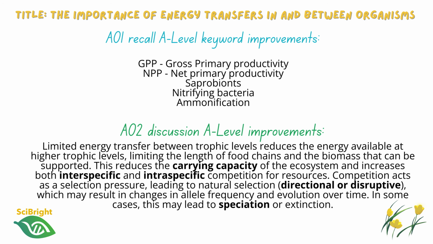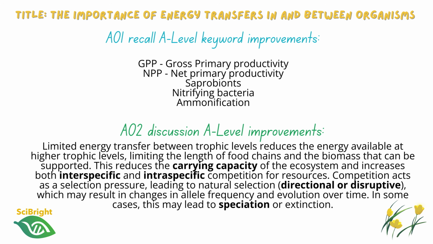In the AO1, we could bring in the terms gross primary productivity and net primary productivity when referring to efficiency of trophic levels. We could also name the bacteria involved in cycling nitrogen, saprobionts and nitrifying bacteria, for example. We could refer to ammonification. Check out A-Level Study Leave Shorts number 21 for more advice on making ecosystems A-level.